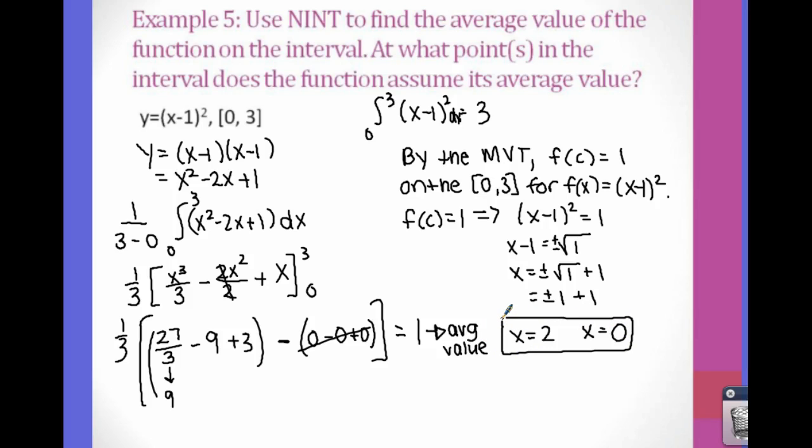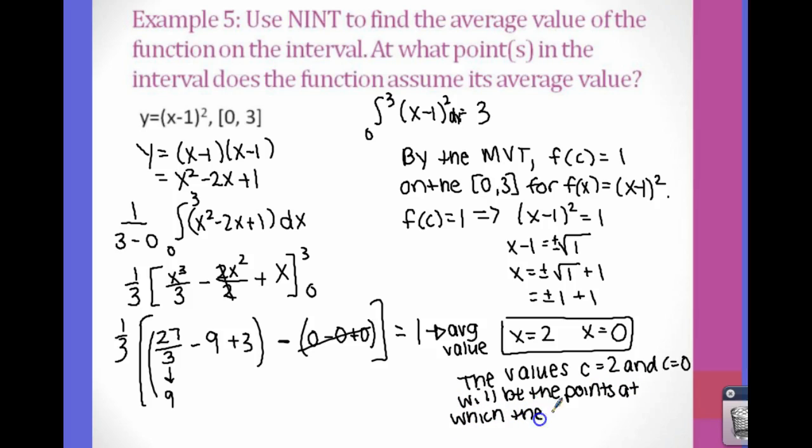So what that means is by the mean value theorem, f of c would equal 1 on that closed interval, and the values c equals 2 and c equals 0 will be the points at which the average value of f equals f of c.